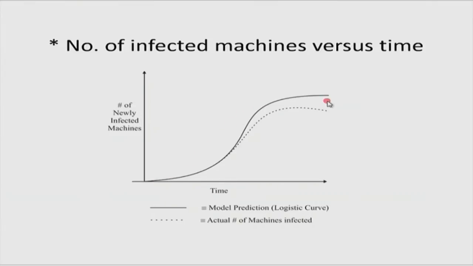Now this is the model value. The experimental value is something a little different. The two of them tally quite a bit up to this point, and then they seem to diverge.